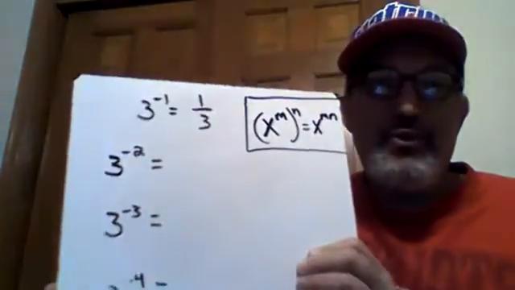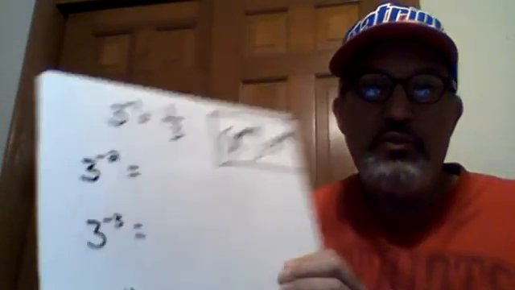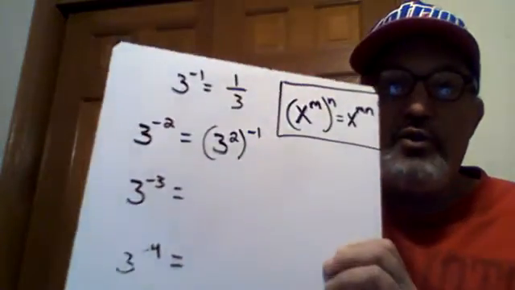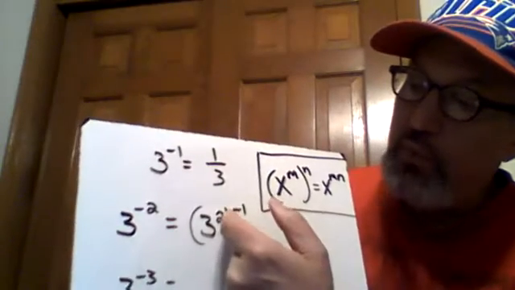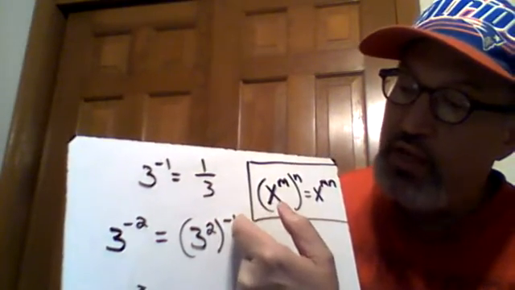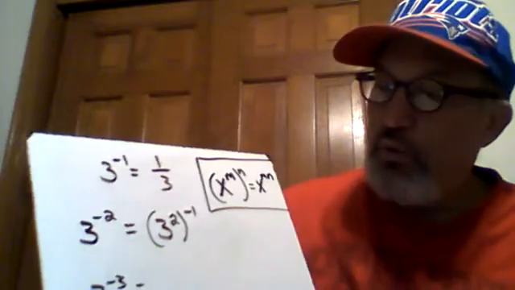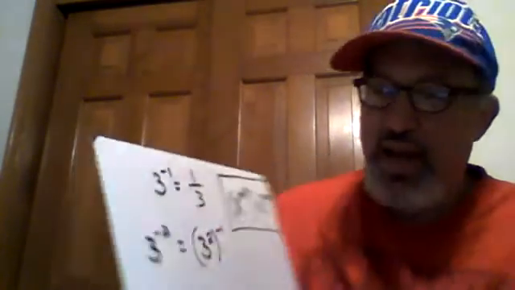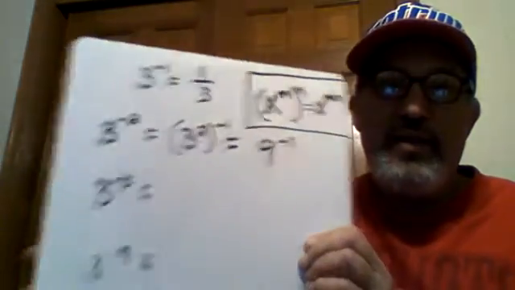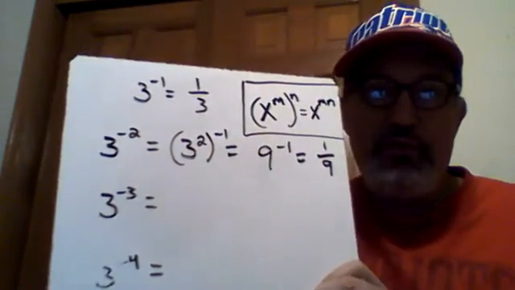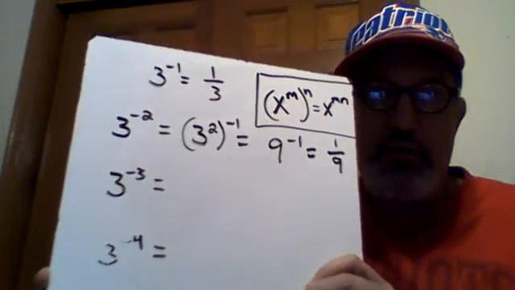Well, to evaluate 3 to the -2, let's think of it this way. Let's think of it as 3 to the 2 power raised to the -1. Now we can do that because of rule number 2. We would multiply the exponents here. 2 times -1 is -2. Well, 3 to the 2 power we know is 9. So this is 9 to the -1, which is the reciprocal of 9, or 1/9. So 3 to the -2 is 1/9. You could probably figure the other ones out now pretty easily.